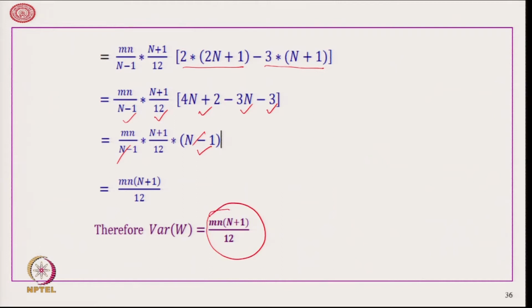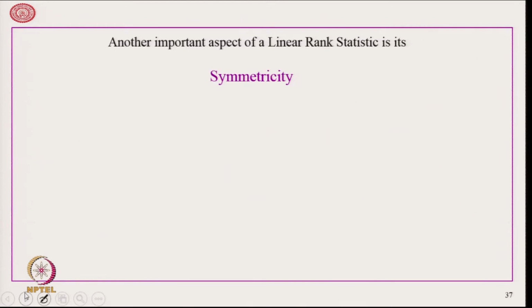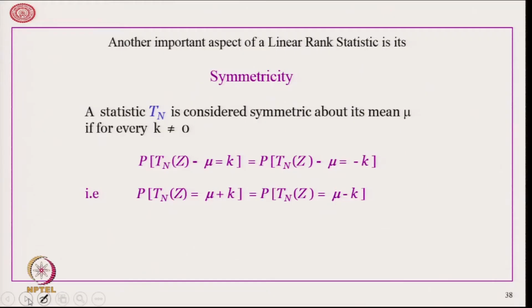So, that is the variance of the Wilcoxon rank sum test statistic W. We have used the result, but we proved it today. Now, another important aspect of linear rank statistic is symmetricity. That means, whether it is symmetric around its mean value.